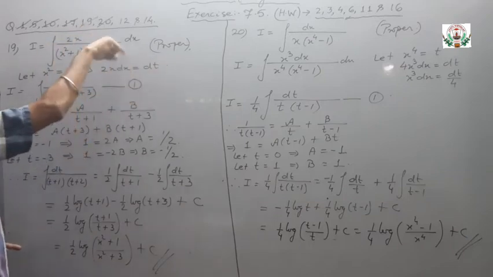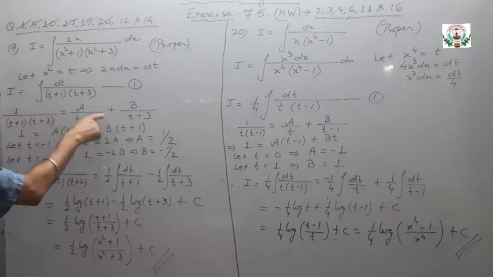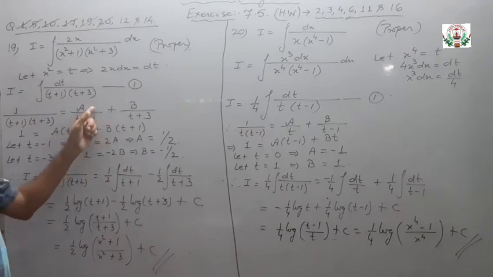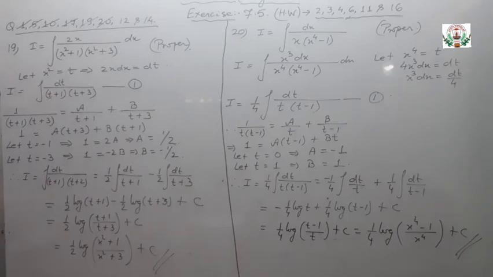So this complete function is converted to integration of dt upon (t plus 1)(t plus 3). Now it becomes a non-repeated linear factor in variable t. So 1 upon (t plus 1)(t plus 3) equals a upon (t plus 1) plus b upon (t plus 3). In the same way we will proceed and we will get the value of a as 1 by 2, and the value of b as minus 1 by 2. And these values of a and b I am going to substitute here and integrate.